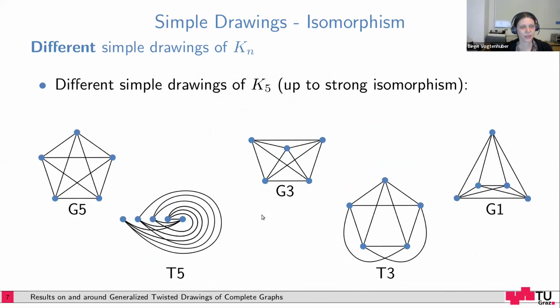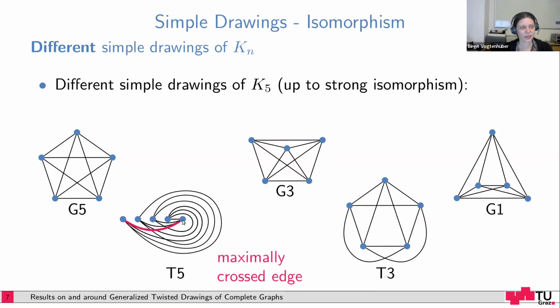Now, if we go for K5, then there are 5 different drawings, and I'm going to give them names. The G ones are geometric drawings, or can be realized as straight line drawings of the K5 with 1, 3, or 5 crossings. And then there are 2 more that one can't draw with straight lines: the T5, also called the twisted drawing, and the T3. T5 has 5 crossings, and T3 has 3 crossings.